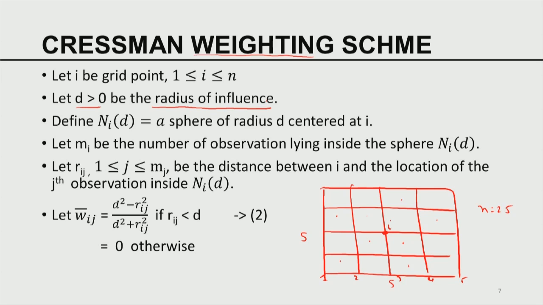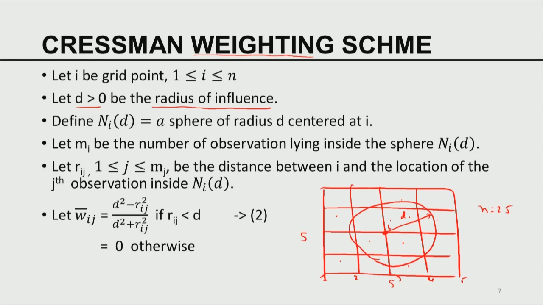So what does that mean? If I consider a grid point I, and there are observations around the grid point, which observation location will be affecting the quantity of state at the location I? So they said, well, like everything else in life, I have to consider what is called a circle of influence or a radius of influence. This radius is called D.